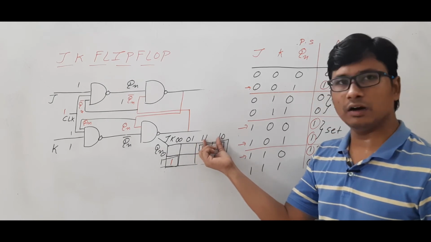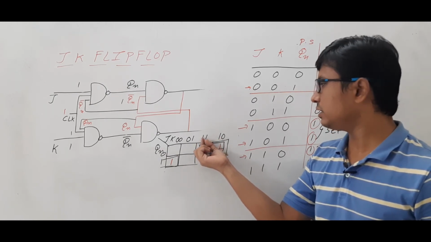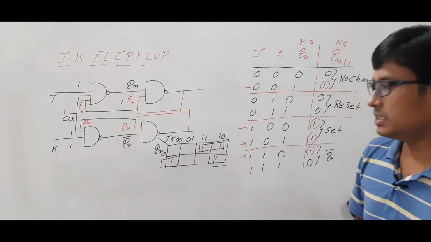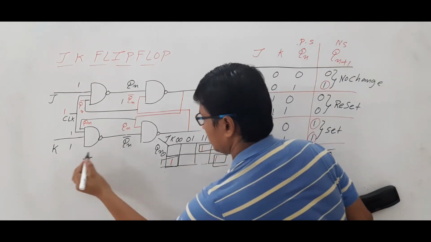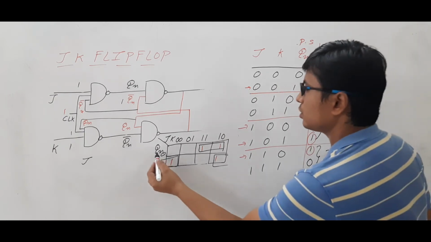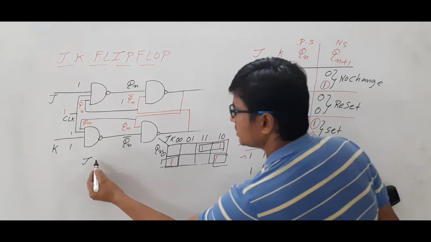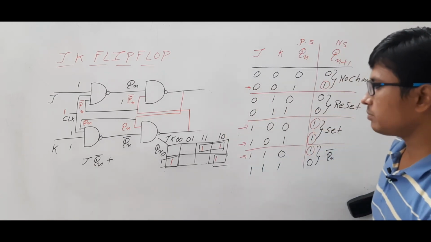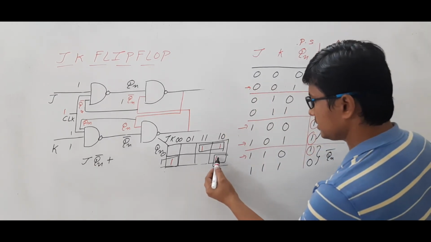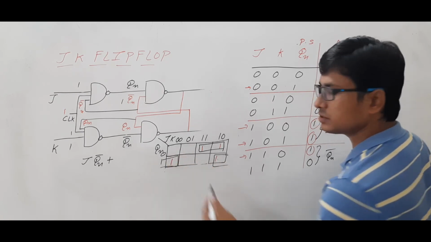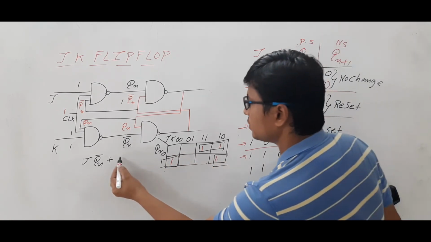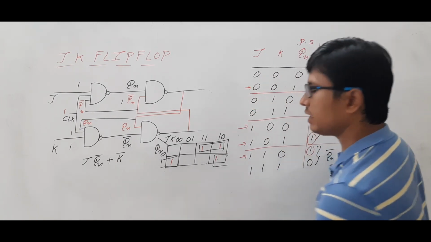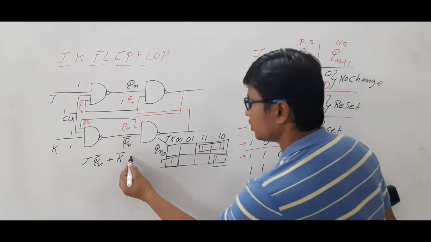First I will take the column. What is the column here? 1, 1, 1, 0. So 1 is common, which is J. And in the row side we have the 0, which is Qn complement. This is one minterm. Let me find another minterm. This is 1, 0. This is 0, 0. So I have the 0 as common, which is K complement. Here I have the 1 is common, which is Qn.